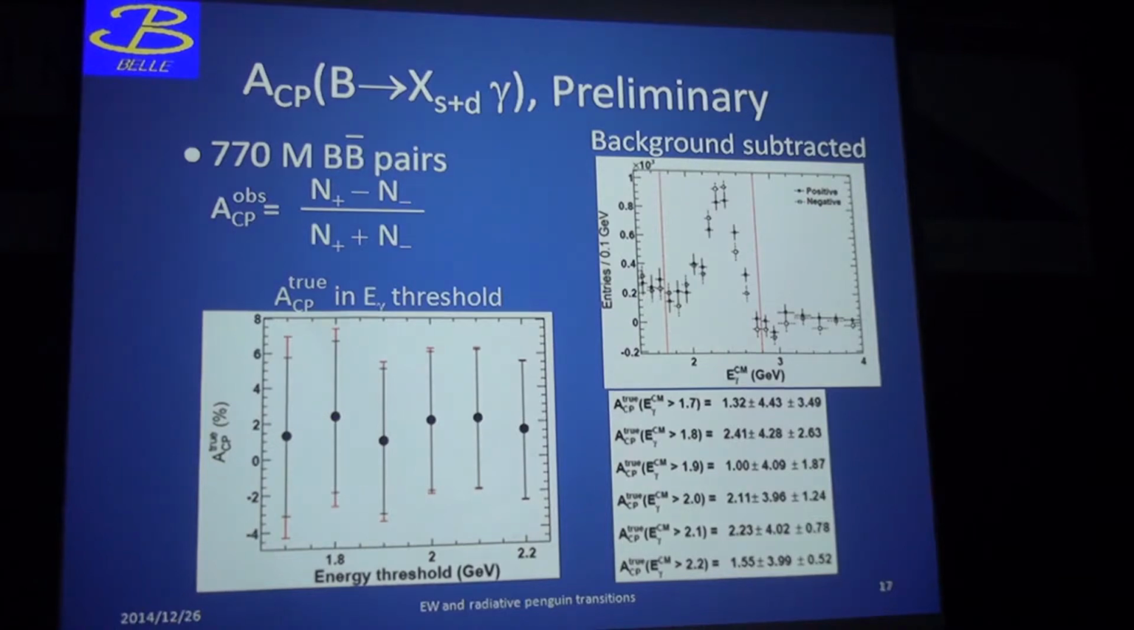Then I'll show you the final results. We are able to measure the ACP as a function of the photon energy threshold. This is the CP asymmetry. For 1.7 GeV, the measured ACP is 1.32%. For 2.1 GeV photon, this is 2.23%.